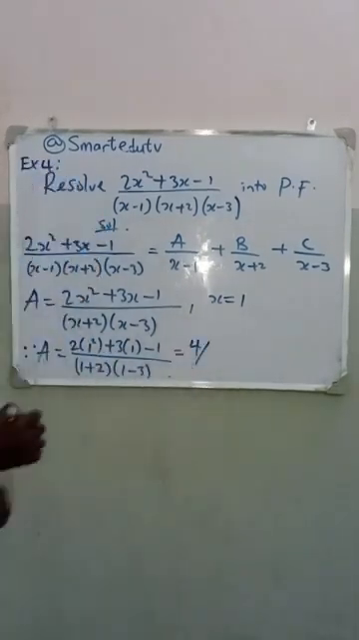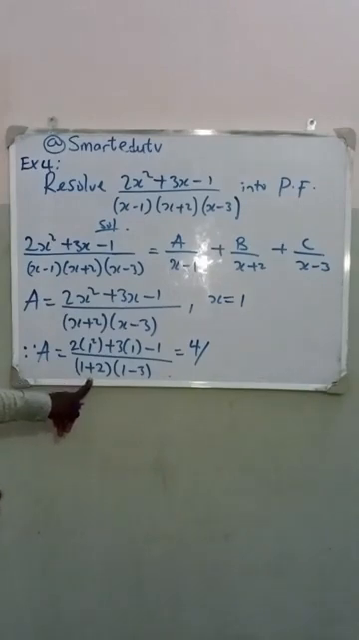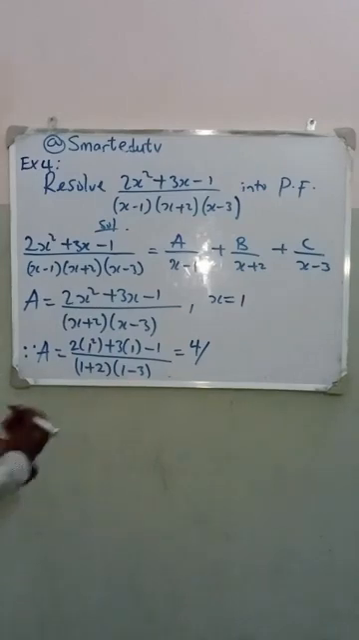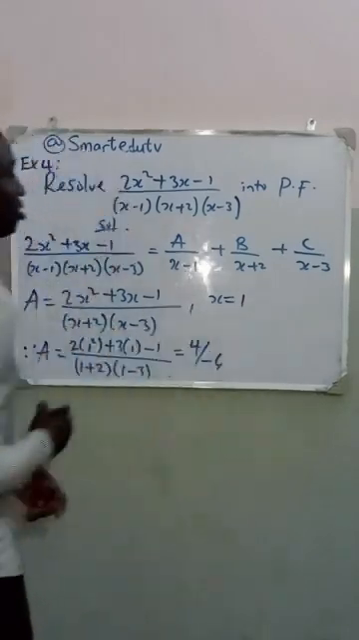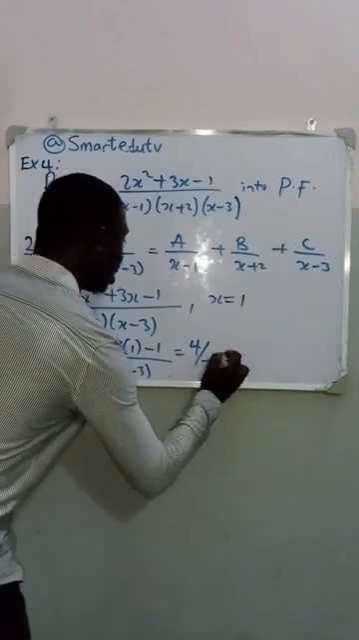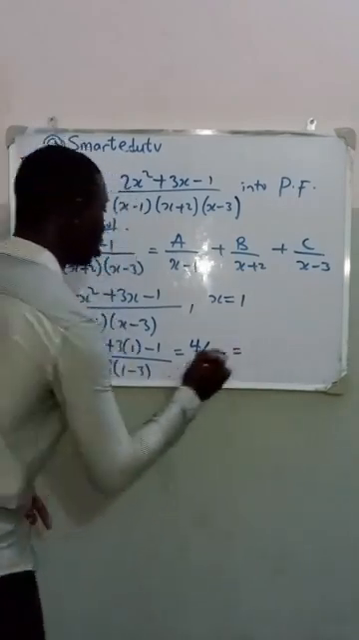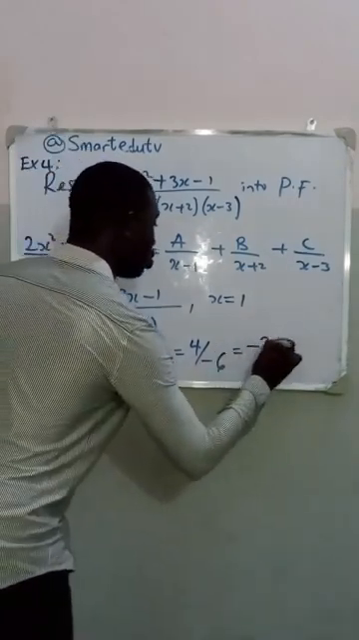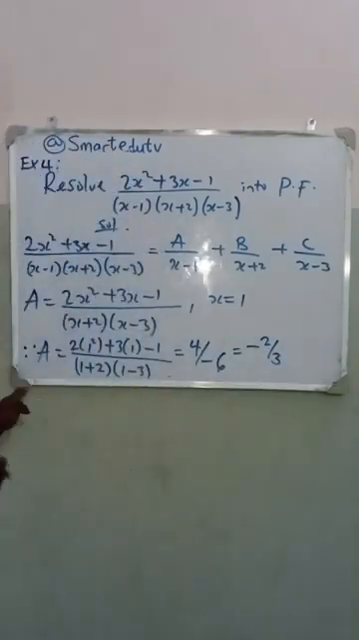Over, under, 2 plus 1 is 3, times 1 minus 3 is minus 2. 3 times minus 2 gives us minus 6, which is the same thing as minus 2 over 3. The value of A is minus 2 over 3.